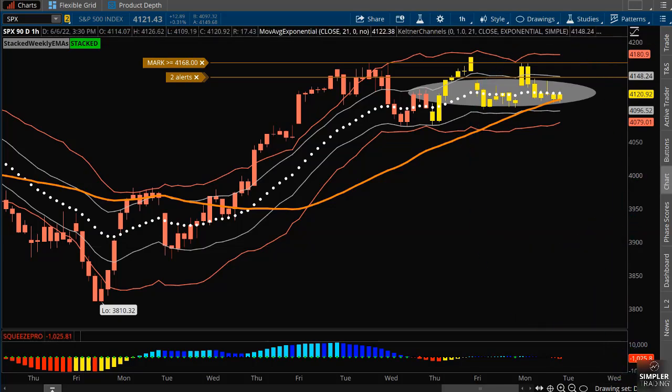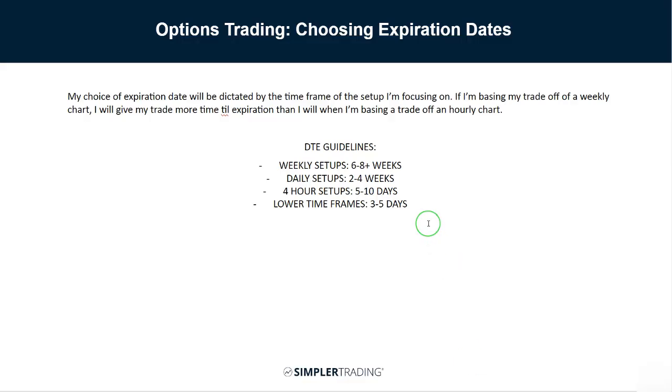So as a quick recap here, guys, and again, these are just my guidelines. This is what I found to work over time. When I'm taking trades based off of weekly setups, 6 to 8 weeks till expiration. For daily setups, 2 to 4 weeks to expiration. And then for my 4-hour setups and the lower time frames, anywhere from 3 to 10 days to expiration.